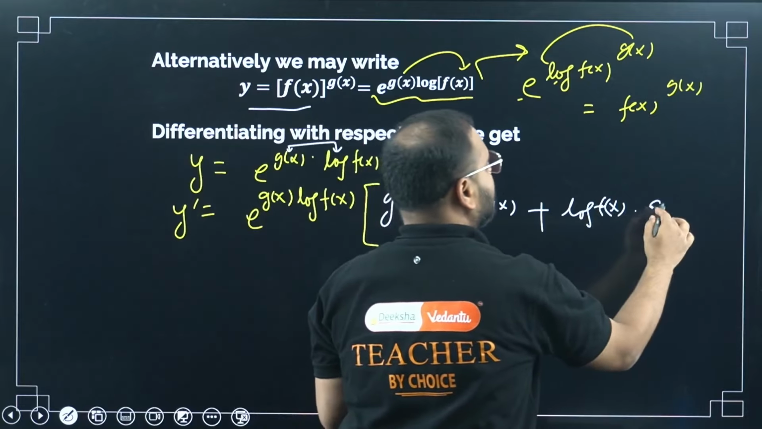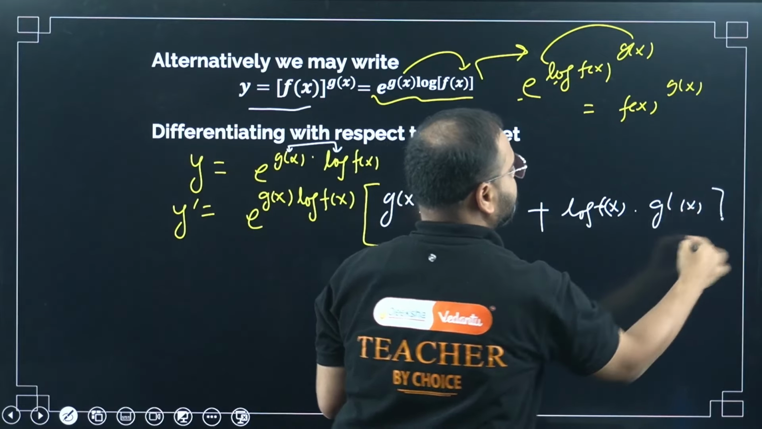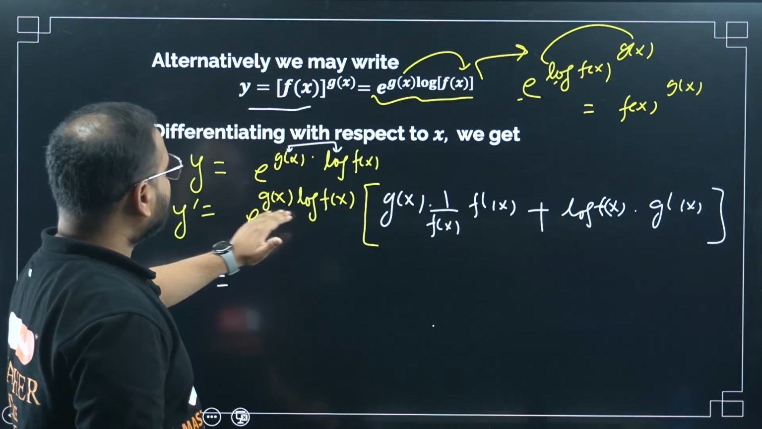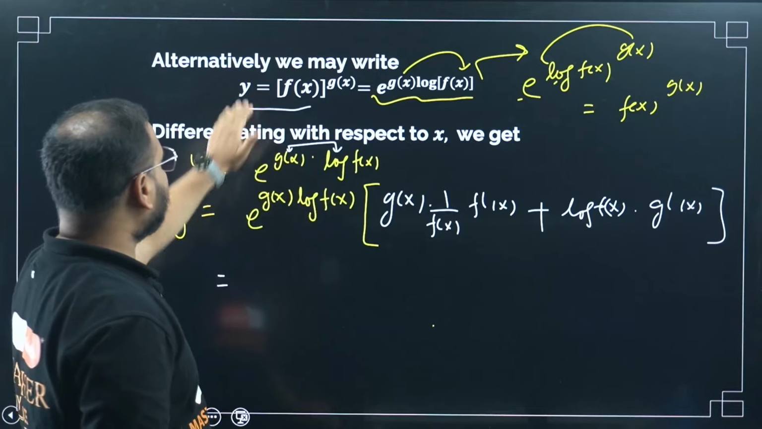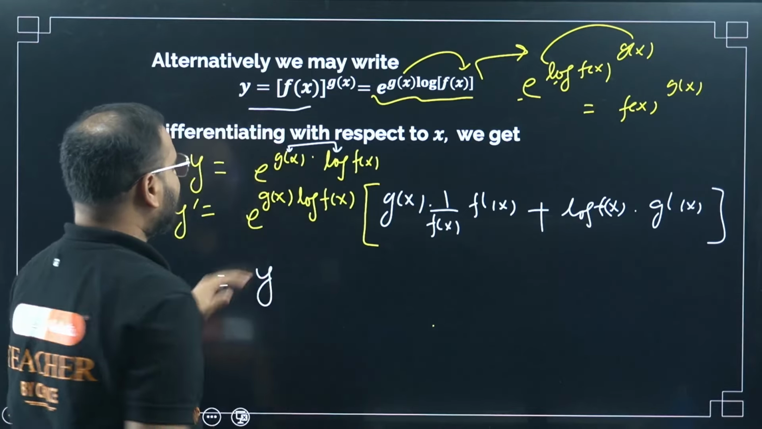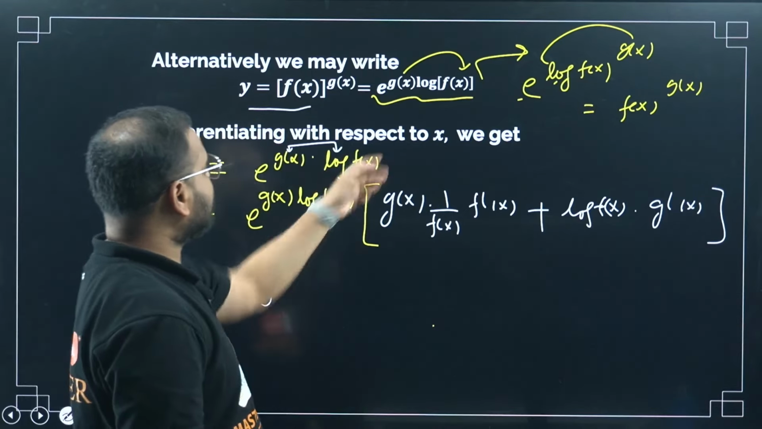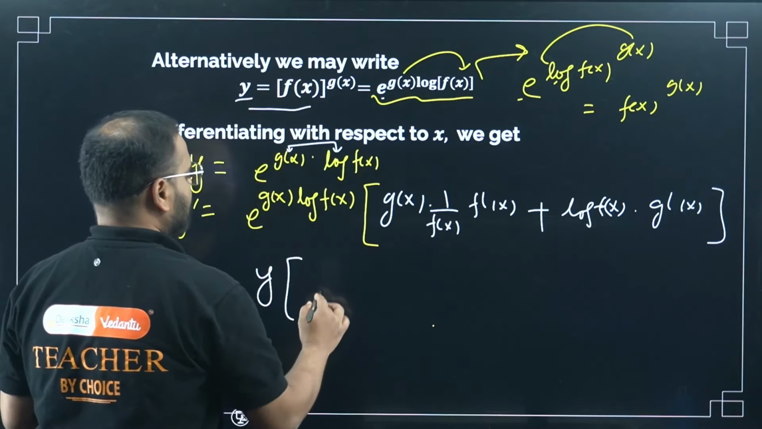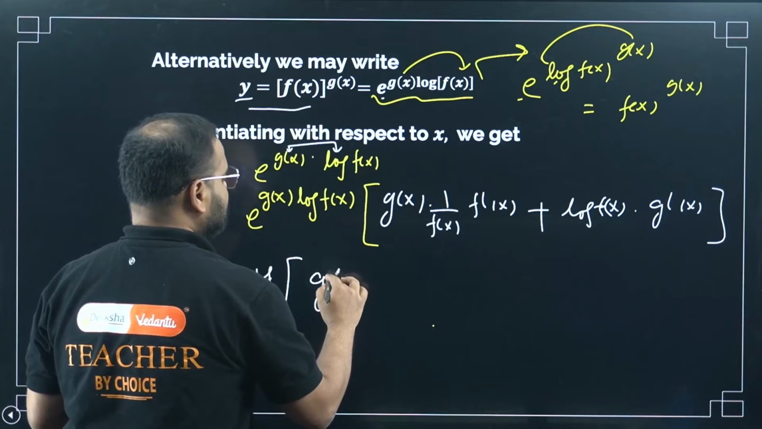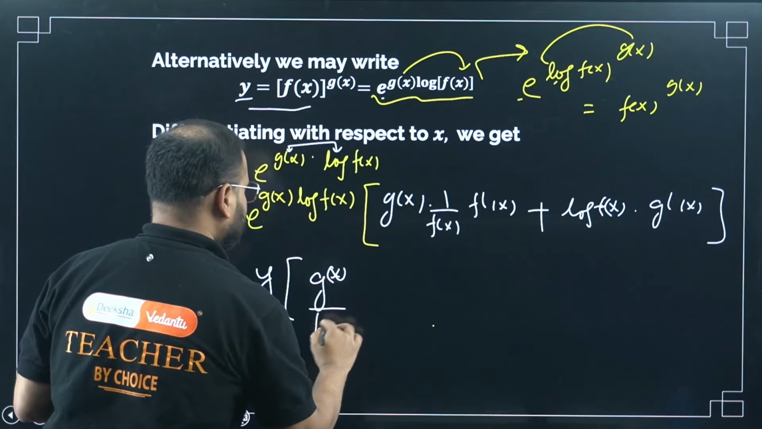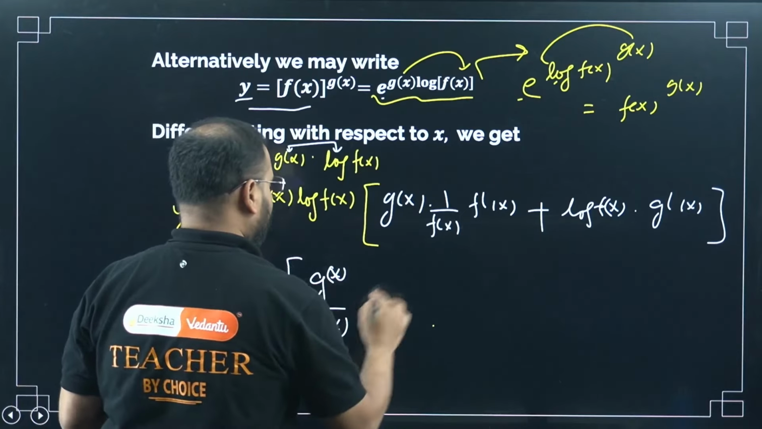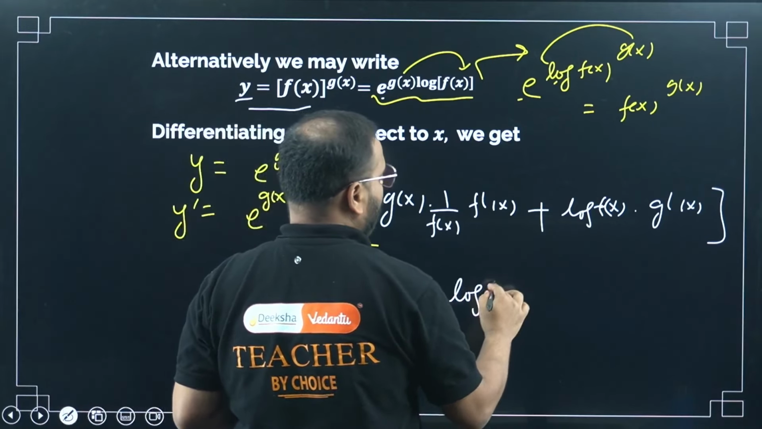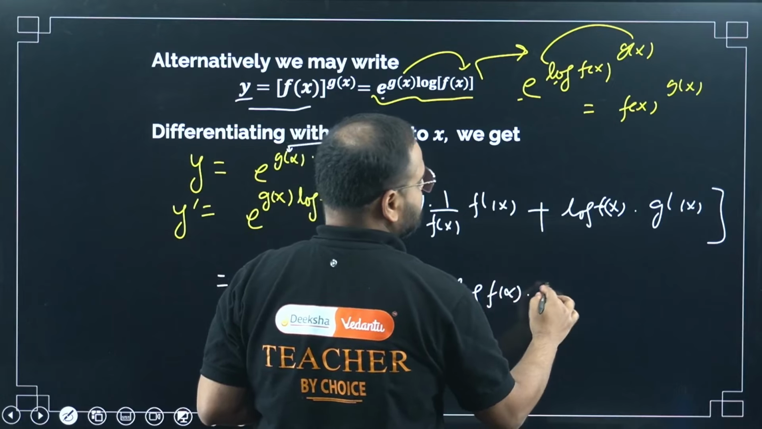And I'll solve the differentiation of g(x). Please simplify this and please check. What is this value? e to the power g(x) log of f(x). Simply y, no? I can write it as y. And what is it? g of x upon f of x times f dash of x plus log of f of x times g dash of x.